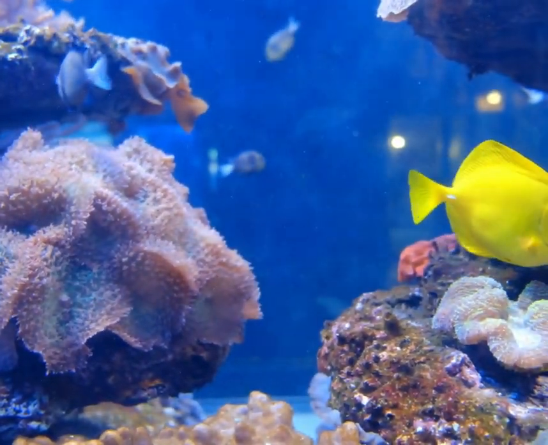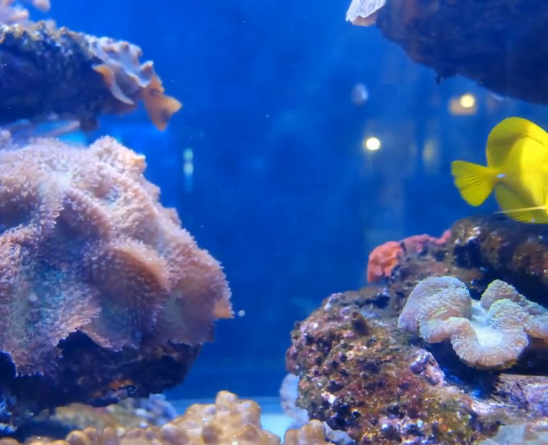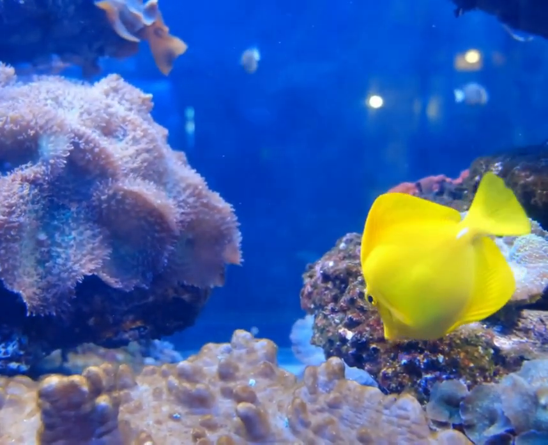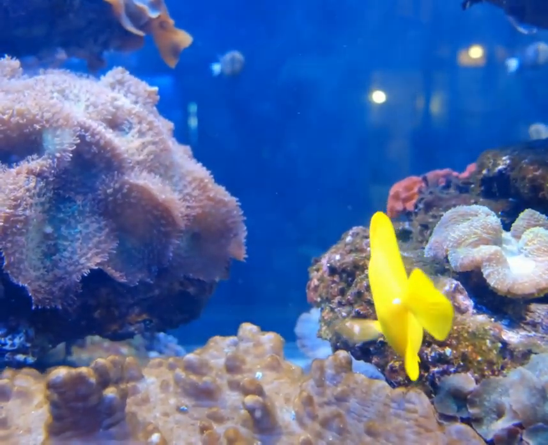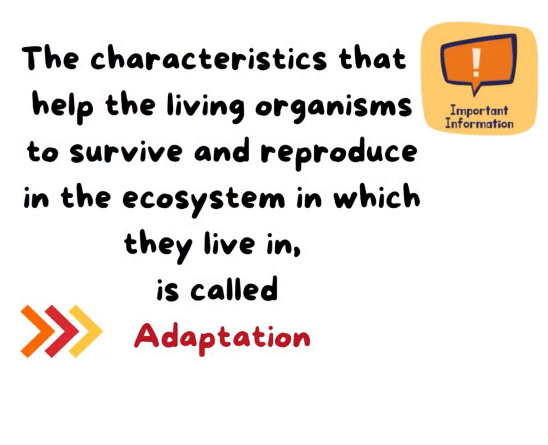Is it clear? So all living organisms need some characteristics that help them to live in their ecosystems, and this is what we call adaptation. So adaptation simply means the characteristics that help living organisms to live in the ecosystem in which they live. This is the adaptation.